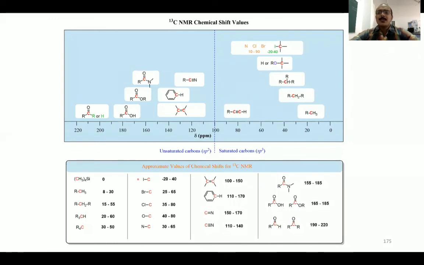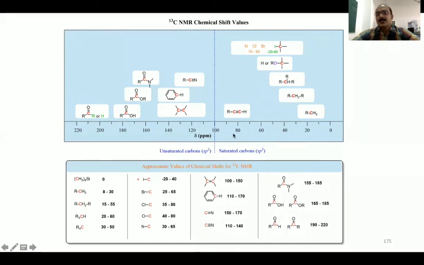In proton, you will see more overlappings, but in carbon, you won't see such overlappings because of the good resolution of the scale. So this is the scale, 0 to 200 or 220. Sometimes it goes up to 220 also. We will see what type of carbons will show 220 or higher deshielded values, and what kind of carbons will show lesser chemical shift or shielded values. Because it is a 0 to 200 scale, approximately an imaginary line is drawn at 100. Whatever comes towards the right is called saturated carbon. Whatever comes to the left of the scale is called unsaturated carbon.